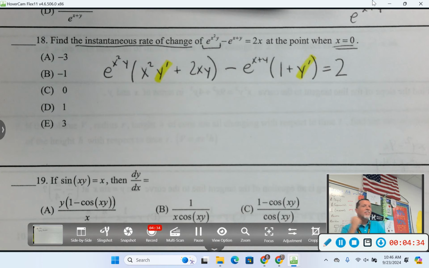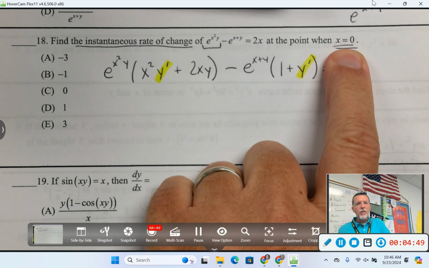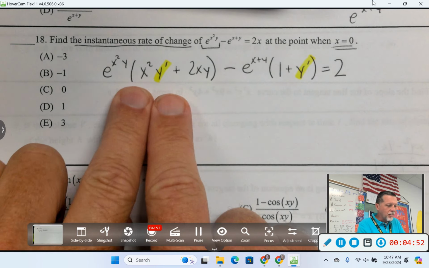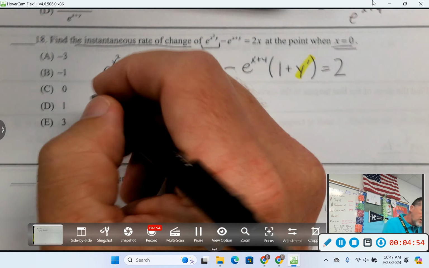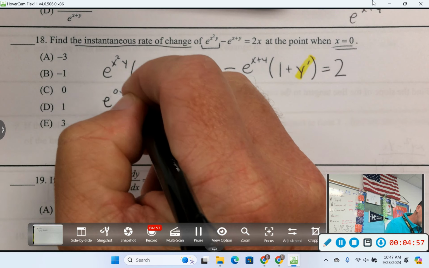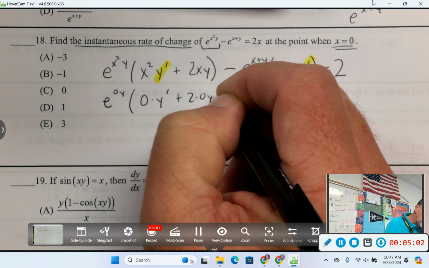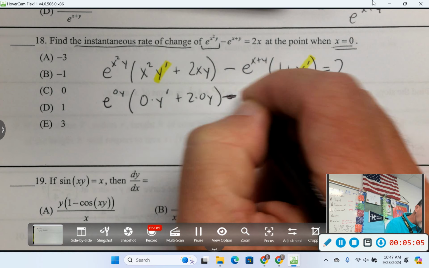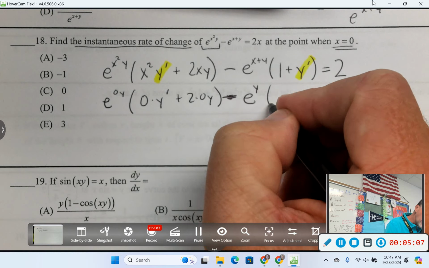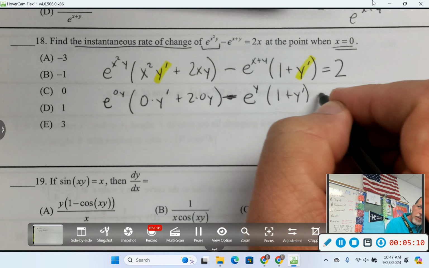So normally we have to solve for y prime, but this one, because they asked us to plug in 0, I think we could plug in 0 now, and that might make life easier. It would make the algebra easier. So rather than solving for y prime and then plugging in 0, let's plug in 0, especially since it's 0, it's going to wipe a bunch of stuff out. Let's see what happens. So e to the 0y, 0y prime plus 2 times 0y minus e to the y, 1 plus y prime equals 2.